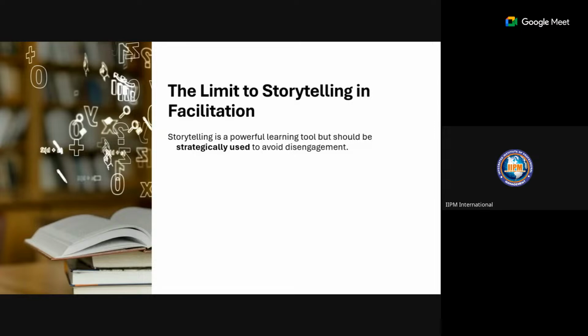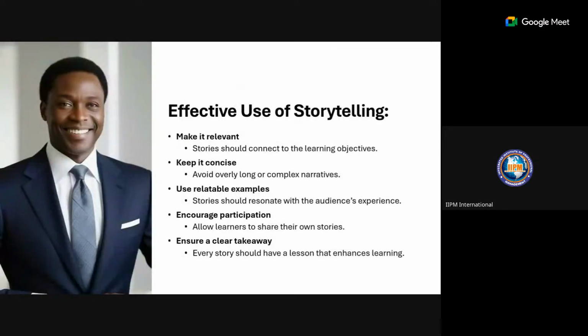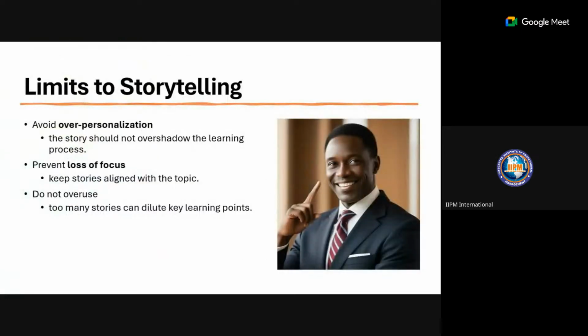Now, we also have storytelling. The limit to storytelling in facilitation. Storytelling is a powerful tool for learning. However, it must be done strategically to avoid disengagement. Now, when you're using storytelling, make it relevant, keep it concise, use relatable examples, encourage participation, ensure a clear takeaway.